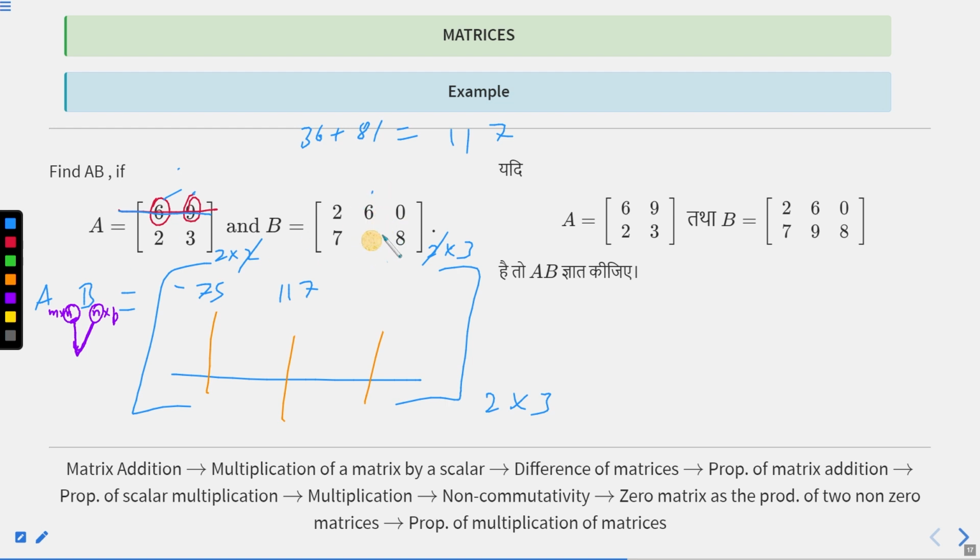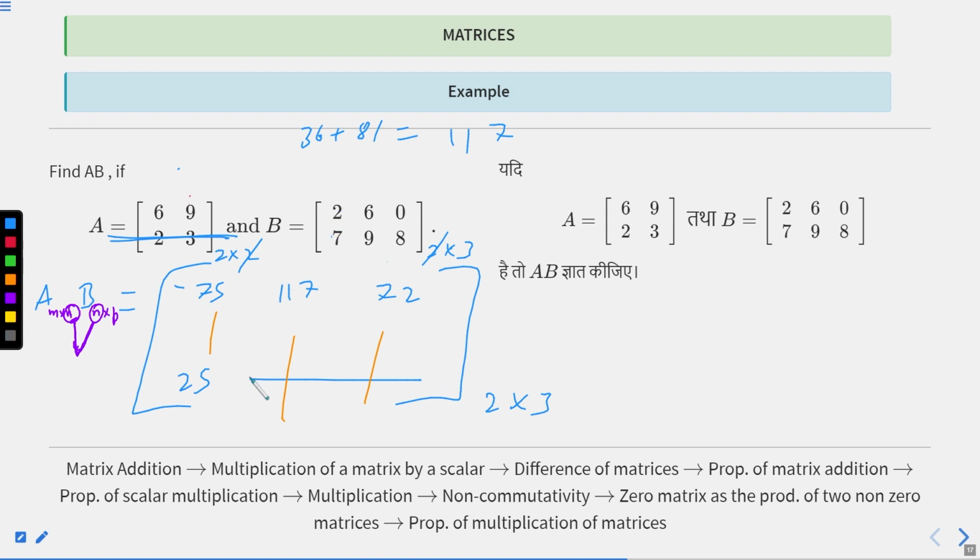Now for this you will have to jump to the third column. So 6 times 0 is 0, 9 times 8 will be 72. Now we are here. This means the second row, but the first column. Now 2 times 2 is 4, plus 3 times 7 will be 21. 4 plus 21 means 25.